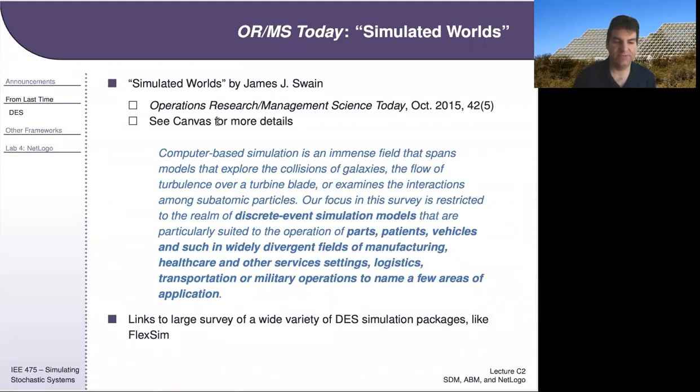I've linked to this on Canvas if you'd like to read more about it. It's a survey of discrete event system simulation models, software tools, and application spaces. If you're wondering where you can use the tools that you learn in this class, read this article. It has a bunch of great examples: parts, patients, vehicles, a wide divergent range of manufacturing, healthcare, and other service settings, logistics, transportation, military, just a few. If you're looking for ideas on what to work on for your final project, this is also a great resource to take a look at.